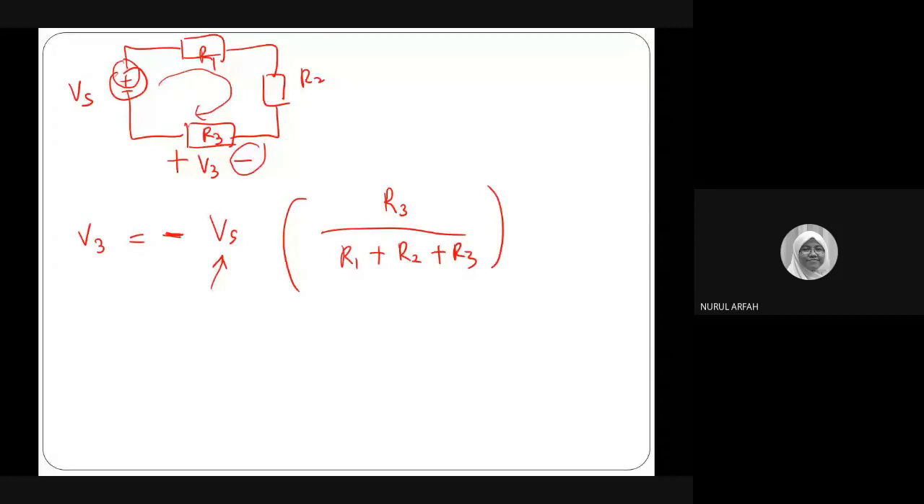So far so good, right? Can we go to current divider? Inshallah. Okay. Current divider is when you have parallel. This is current divider.